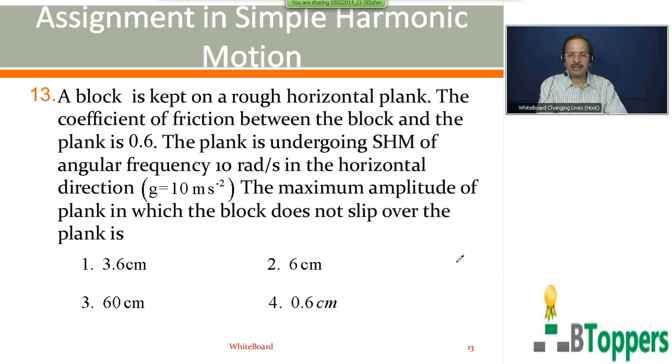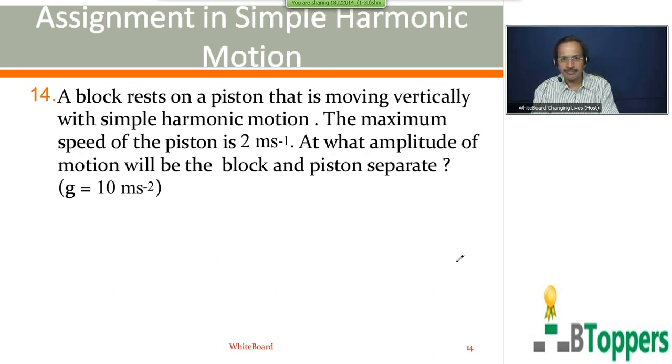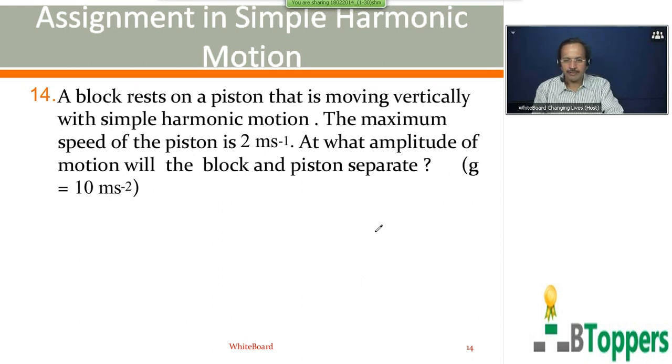This problem comes under one of special cases I discussed earlier in SHM. So I am going to show the next question on screen. See the question number 14. Block rests on a piston that is moving vertically with simple harmonic motion. The maximum speed of the piston is 2 meters per second. At what amplitude of motion will the block and piston separate? So look at the options here on the screen. Come on, take a pause and try the question.